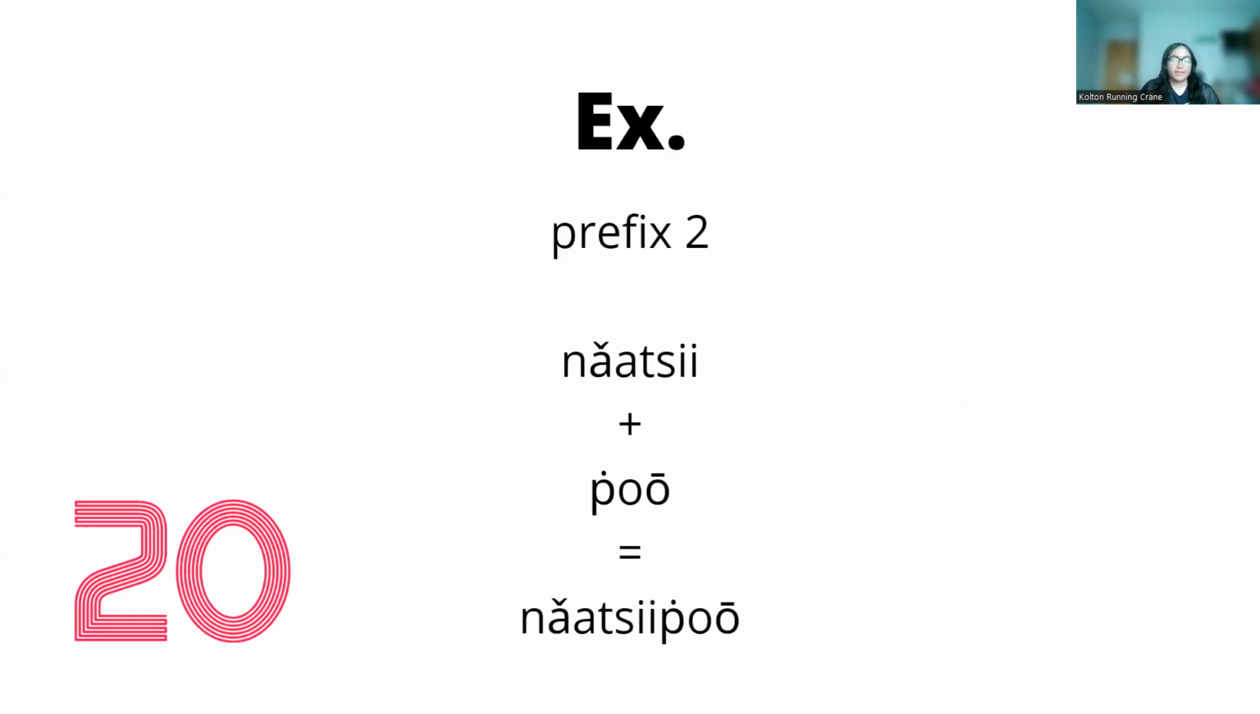If we take the prefix for 2, which is Nazi, and add it to bu, we get Nazi bu, which is 20. Nazi bu.